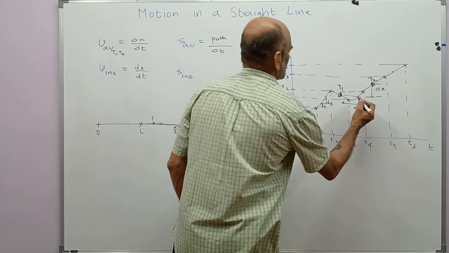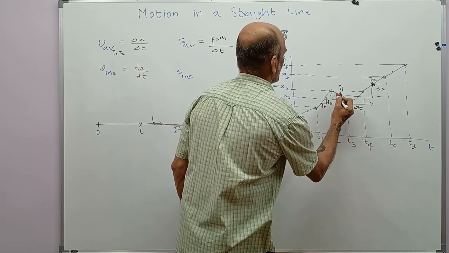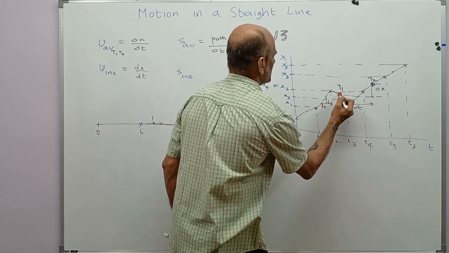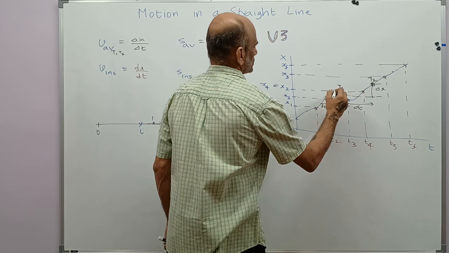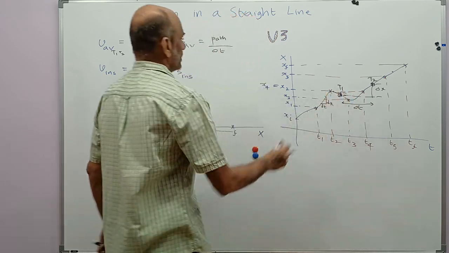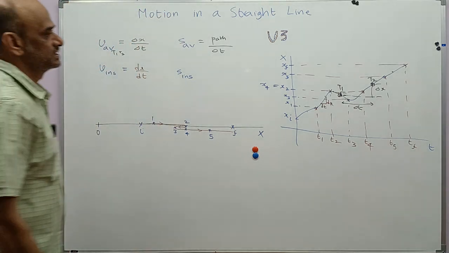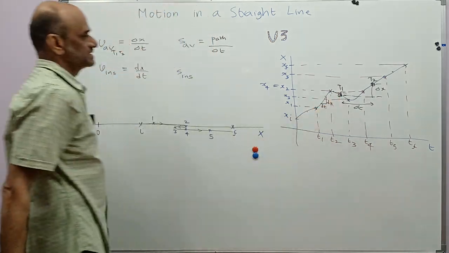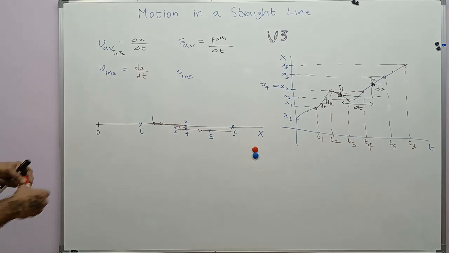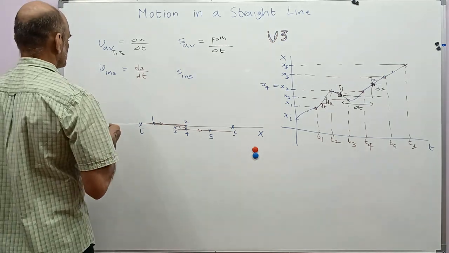Similarly, at this point or at this point, dt is this much and dx is downwards. So here dx is this vertical distance, dx by dt, but here the dx is negative. dx is final x minus the initial x. Since the x is decreasing, the final x is less. And also this instantaneous velocity is the slope of the tangent.